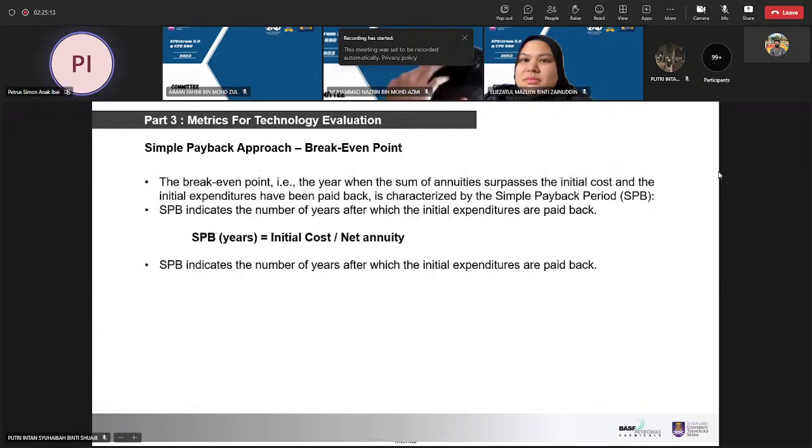The simple payback approach is also called the break-even point. This indicates the number of years after which the initial expenditure is going to pay back. So it's equivalent to the return on investment. Next.